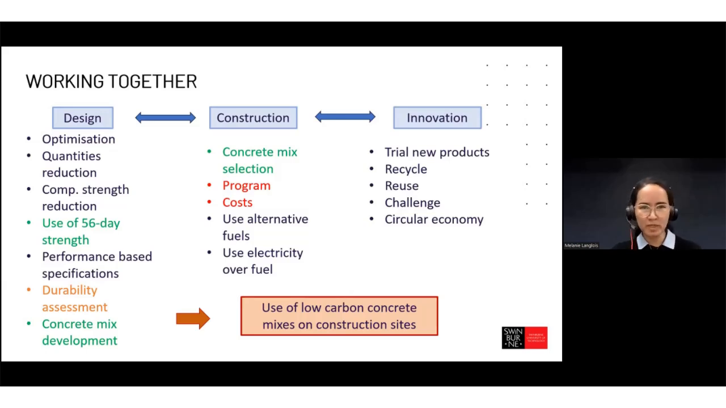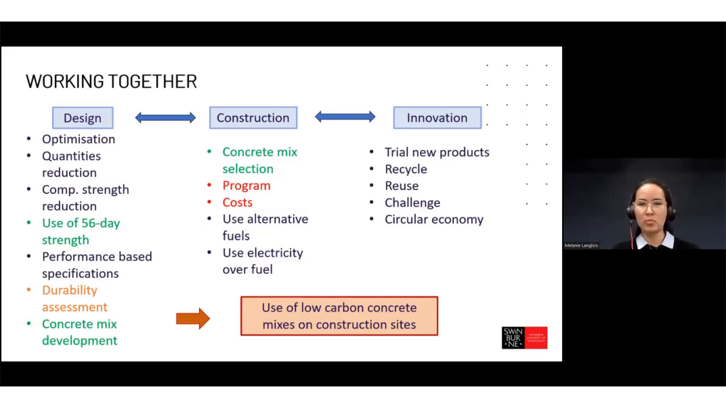We can use performance-based specification. We can optimize our durability assessment, and we can also optimize the concrete mix development by using recycled aggregates, recycled water, crushed glass aggregates, and high supplementary cementitious material content. Then from a construction point of view, the concrete mix selection is very important because it's going to have an impact on program, on cost, and also on the CO2 emission. We can also use alternative fuels, electricity over fuel.